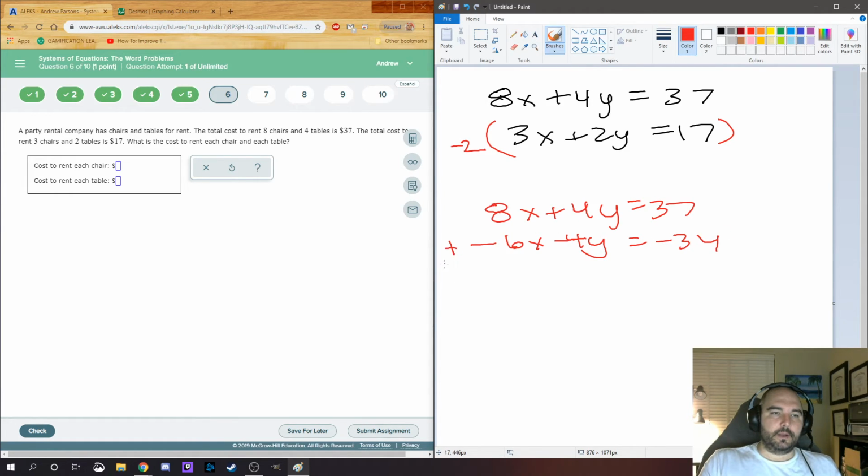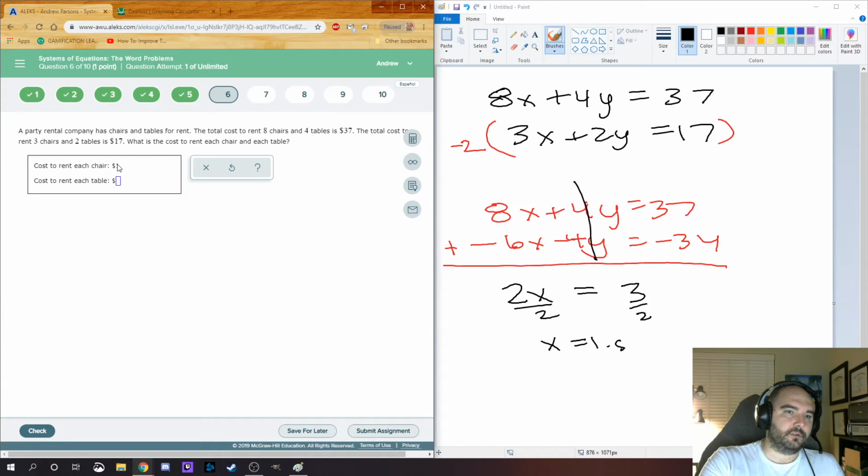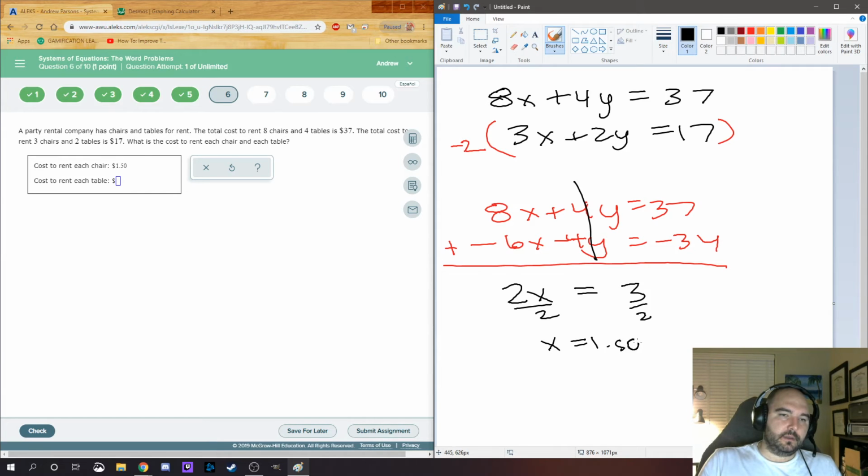Okay, combine these together. Change my color back to black here. 8 minus 6 is 2. The y's cancel out. 37 minus 34 is 3. I divide by 2. Looks like I'm going to get decimals again, 1.5. I found the value of x. X was the chairs. Notice up on top I did 8x and 3x. That represents the chairs. So the cost of renting chairs is 1.50.